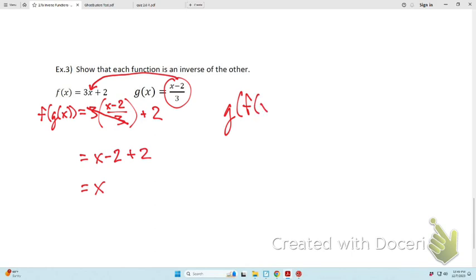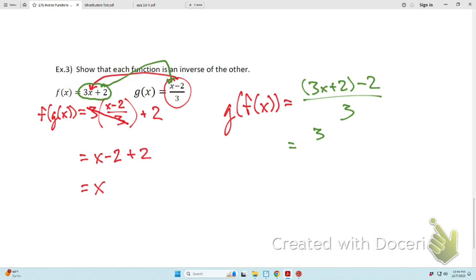For g of f, you're going to go in reverse again. We are taking 3x plus 2, and we are putting it right there. I can't mess with the 3 yet. I've got to deal with the 2's first. So we end up going 2 minus 2, and they go away. Now I can cross out the 3's, and we get x. G is the inverse of f.